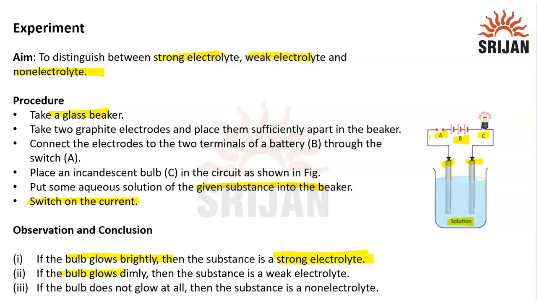But if the bulb glows dimly, then what is going to be the observation? It is simple: it must contain a weak electrolyte, because the amount of current is low, as the power generated is also low. Then finally, if the bulb doesn't glow at all, that means there is no solution which is conducting electricity. No ion is present in the solution. Hence, this is going to be the non-electrolyte.